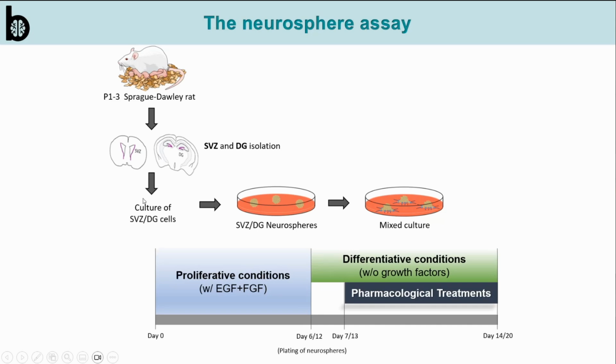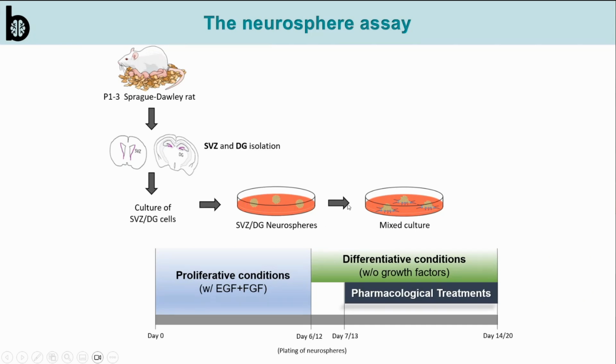Then we culture these SVZ or dentate gyrus cells under proliferative conditions. This means that we give growth factors, which are EGF and FGF. We remove the tissue, but these stem cells, the stem precursor cells in vitro, are responsive to EGF and FGF. So only the cells that are responsive to EGF and FGF will proliferate and grow as neurospheres, which are clusters of neural stem cells.